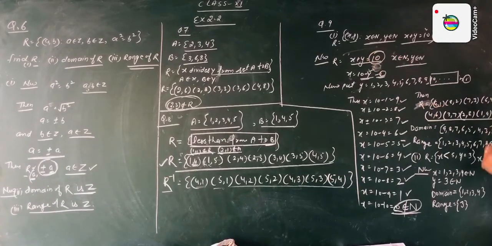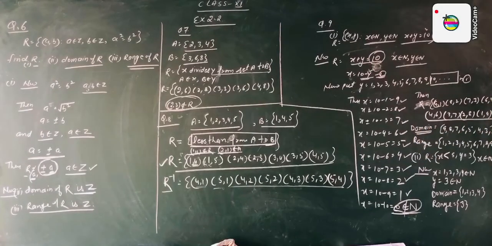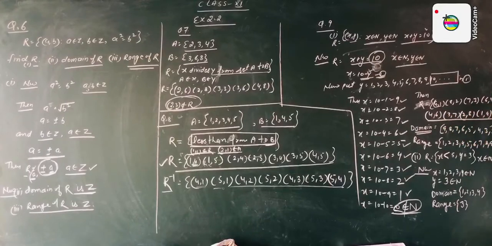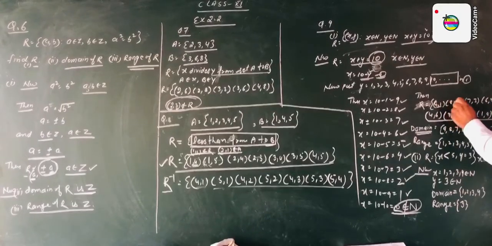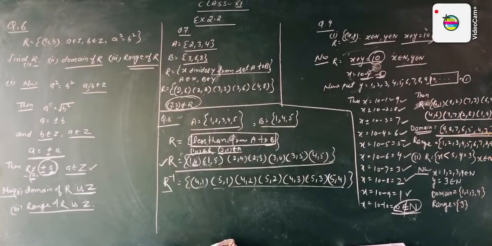Now the domain of R. We have to find the domain of R. The domain of R is the first component, x. So the first components are 9 8 7 6 5 4 3 2 1. These are the domain of R. If we write it in order, it is 1 2 3 4 5 6 7 8 9.